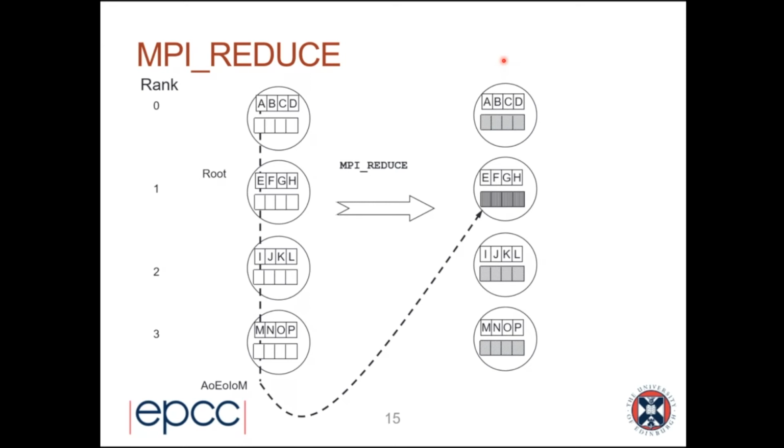So from left to right, this element here is set to A plus E plus I plus M. This element here is set to B plus F plus J plus N. This element here is set to C plus G plus K plus O. Does that make sense?